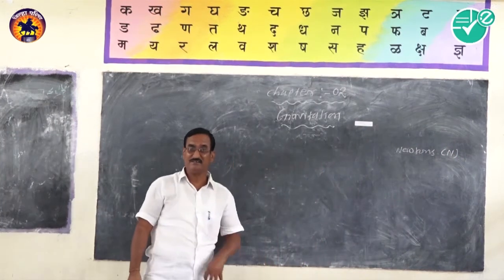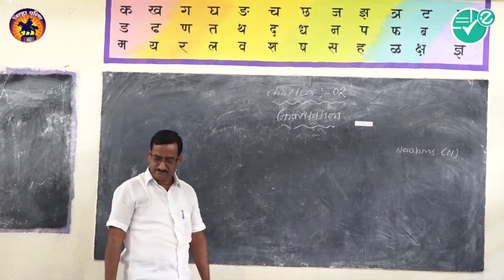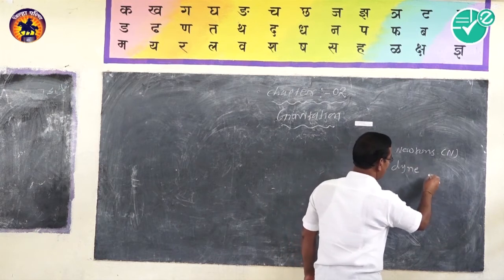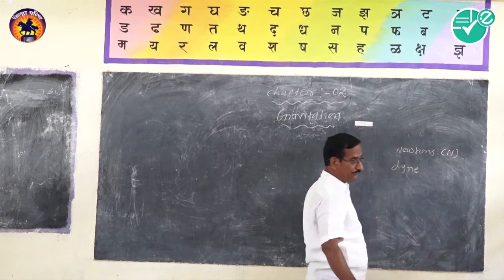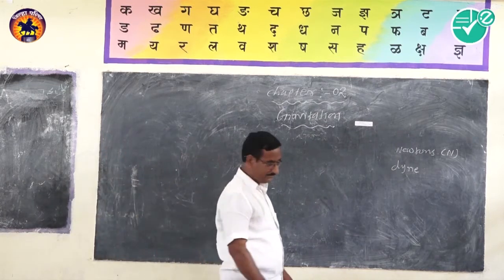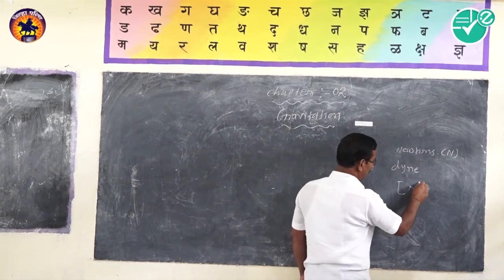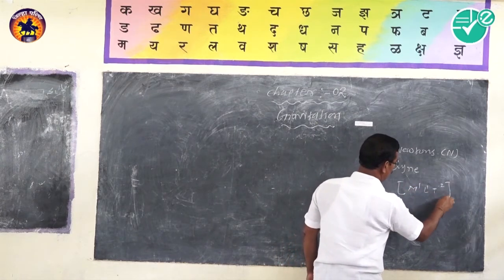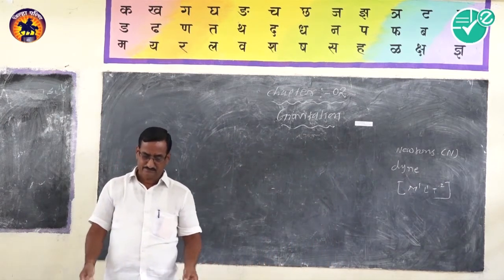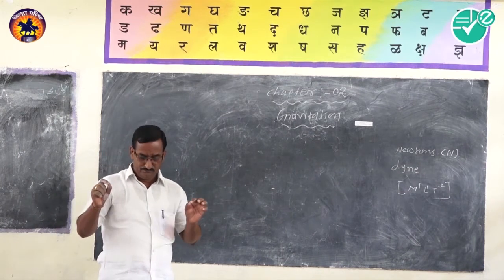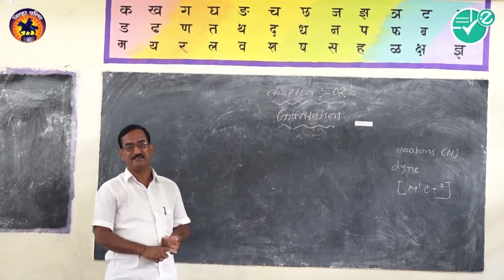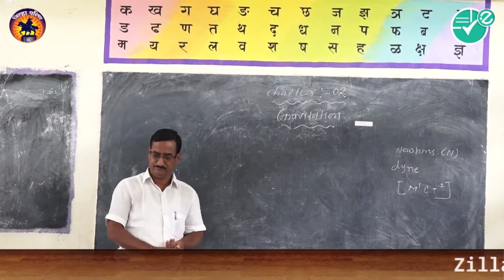That is the unit in the MKS system, and in the CGS system the unit of gravity is dyne. Its dimension is M1 L1 T minus 2. That is the gravity. Gravity is a vector quantity and it is directed toward the center of the Earth.